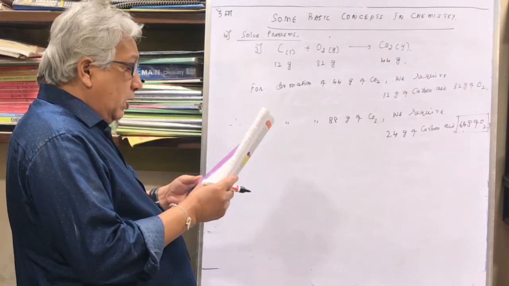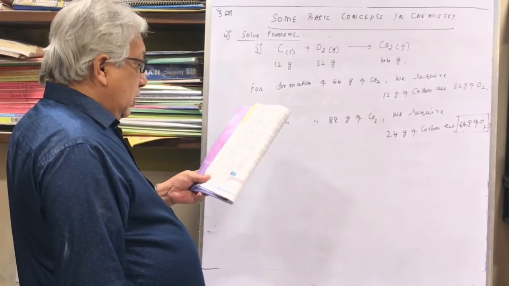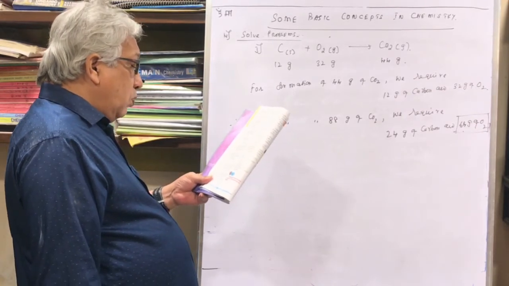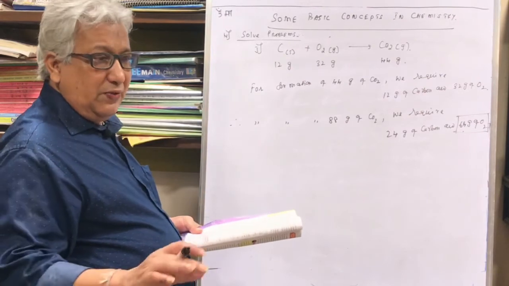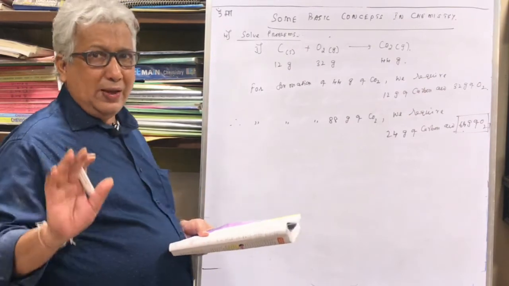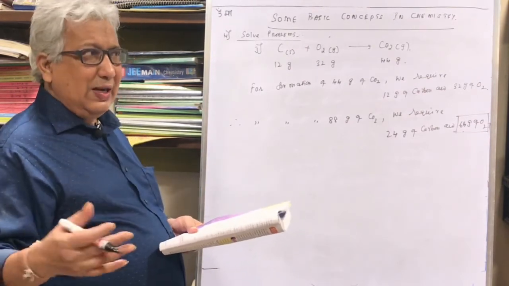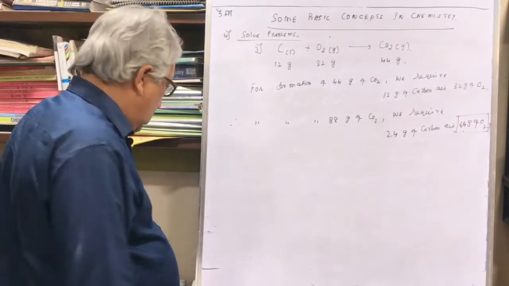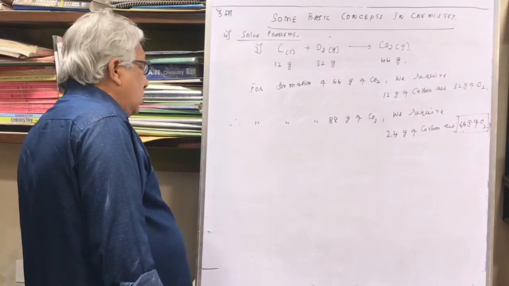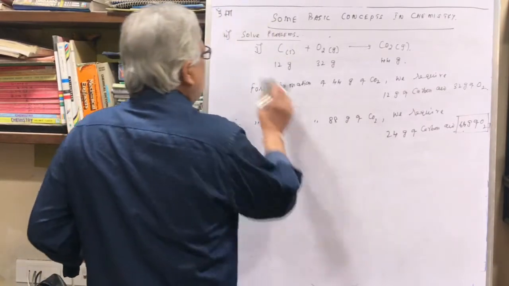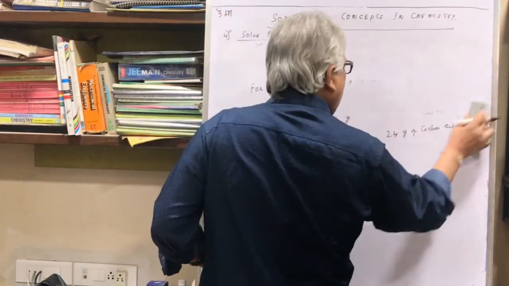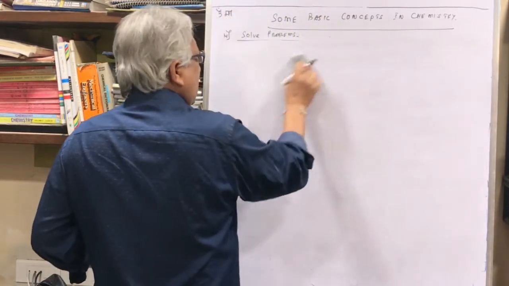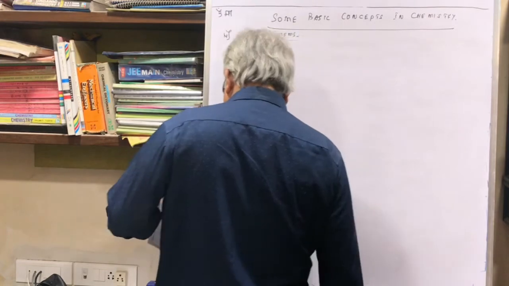Problem number K. Calculate number of atoms in each of the following. A, 0.4 mole of nitrogen. Now, when they have said nitrogen, I will take it as N2 gas, because that is the way it exists, and B, 1.6 gram of sulfur. Sulfur we can take as S, but nitrogen will be taken as N2.